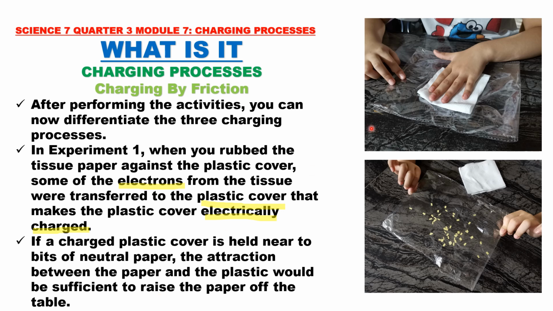So, sa experiment 1, we learned na pag nirub natin yung tissue doon sa ating plastic cover, the electrons of the tissue paper would be transferred to our plastic cover. Now, yung ating plastic cover ay magiging electrically charged, and if we put bits of paper below the charged plastic cover, yung electric charge na meron yung plastic cover would be enough para dumikit yung mga bits of paper na to sa ating plastic cover.